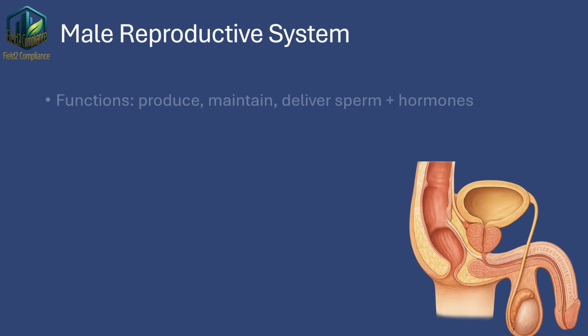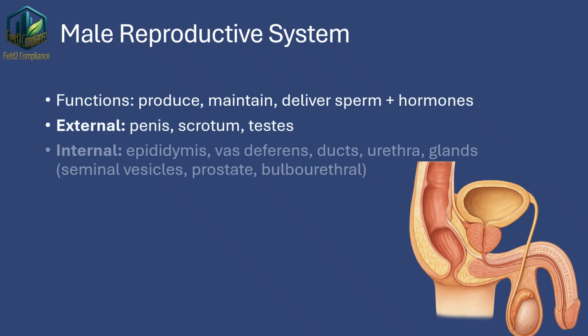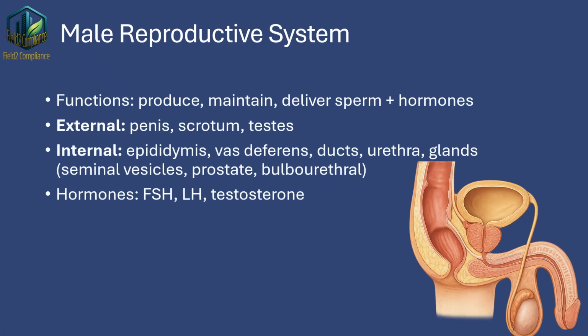The male reproductive system produces and delivers sperm and hormones. External organs include the penis, scrotum, and testes. Internally, sperm travel from the epididymis through the vas deferens into ducts and glands that add fluids. Seminal vesicles, the prostate, and bulbourethral glands all contribute to semen. Hormones such as FSH, LH, and testosterone regulate sperm production and male characteristics.